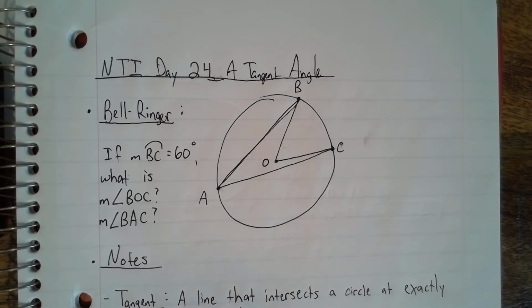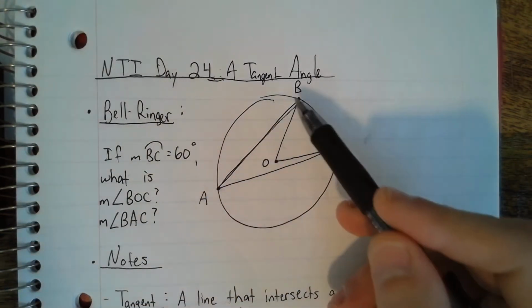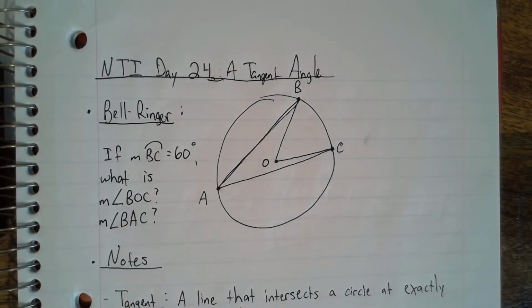So let's look at the bell ringer. The bell ringer, we got a circle. It's got points A, B, and C. Hopefully by now, we know what central angles and inscribed angles are.